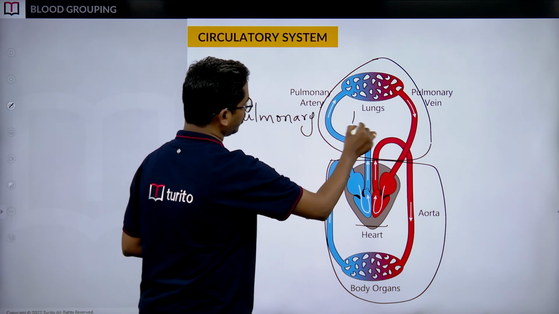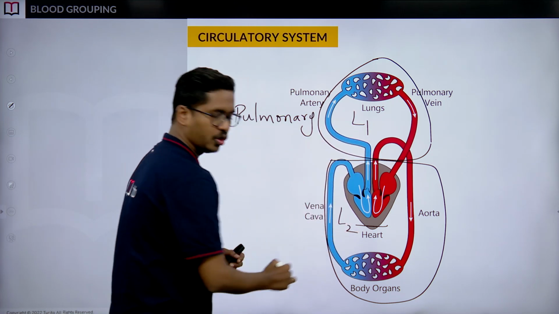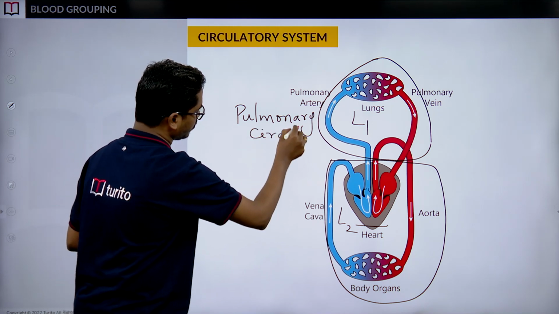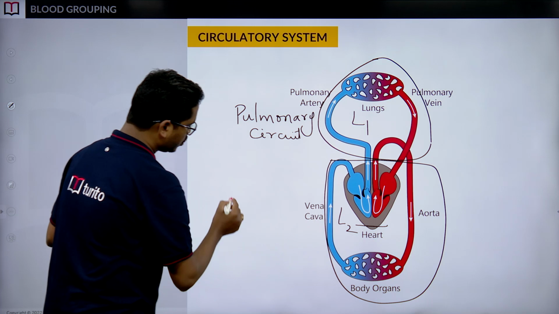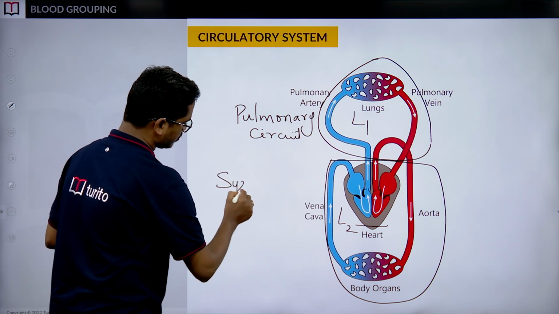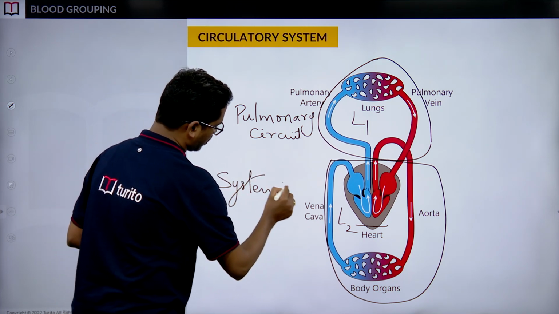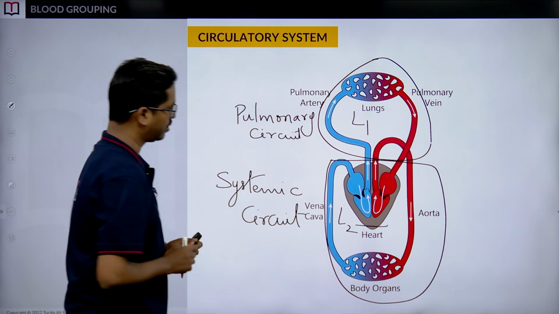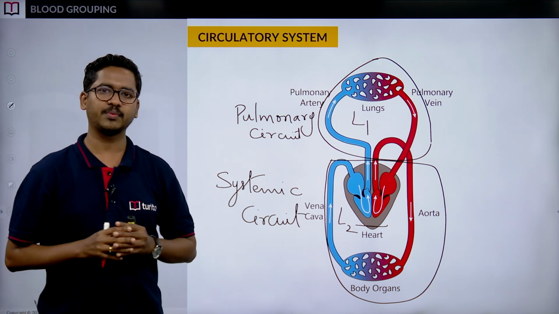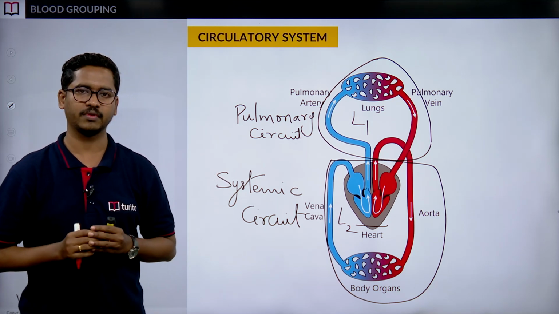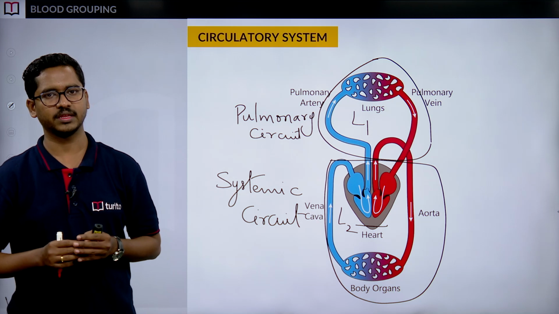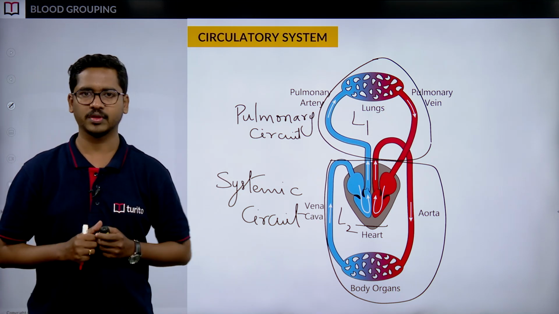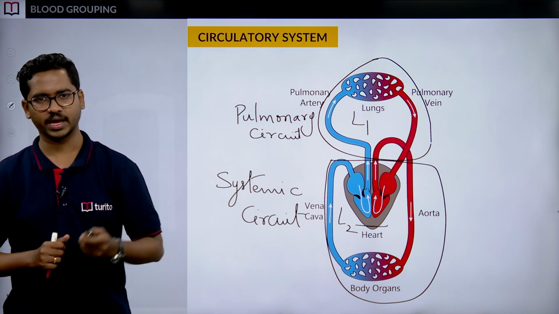So, this is loop 1, loop 2. Loop 1 is pulmonary circuit. Okay. Loop 2 is systemic circuit. Okay. So, these are the two different types of blood circuits we have in our body. We will be discussing that in the upcoming session. Okay. And I would like to show you the other types of circulatory system in different organisms.